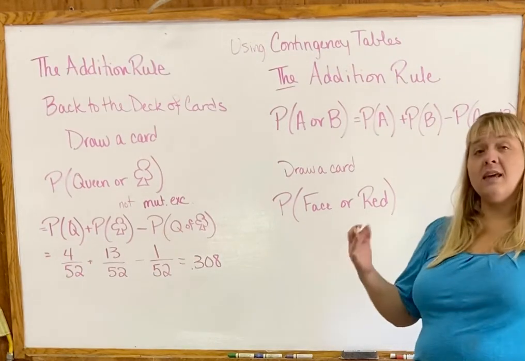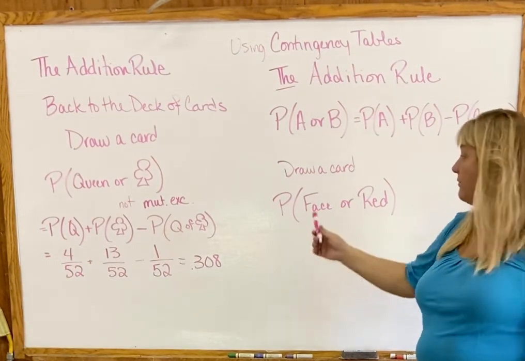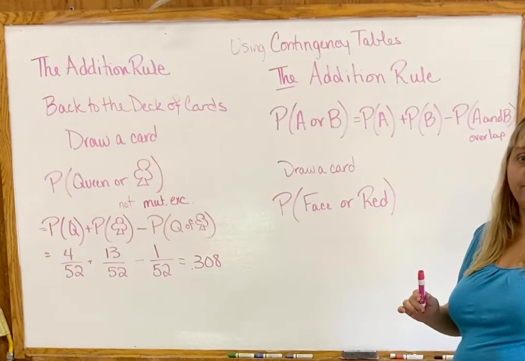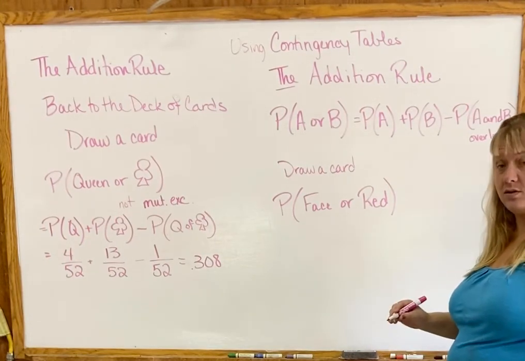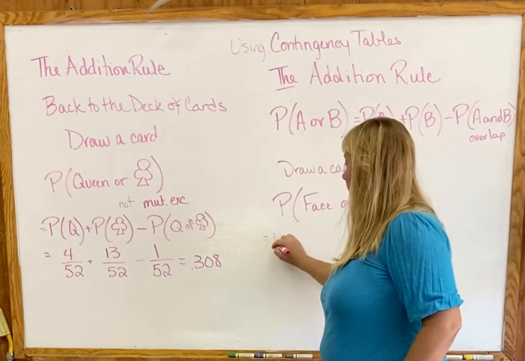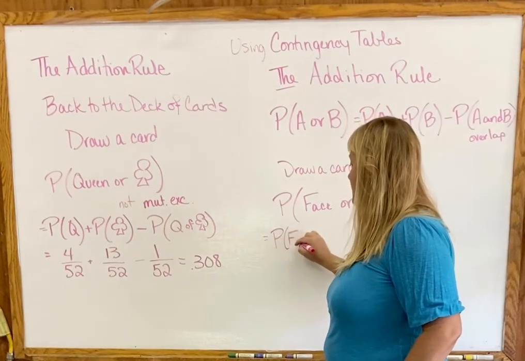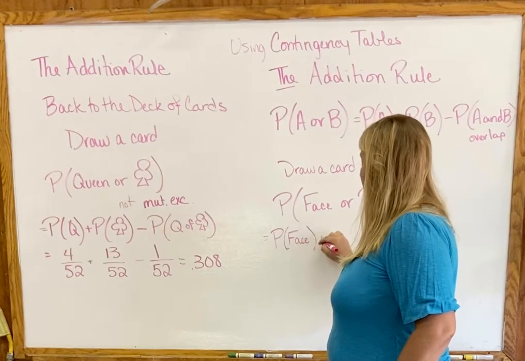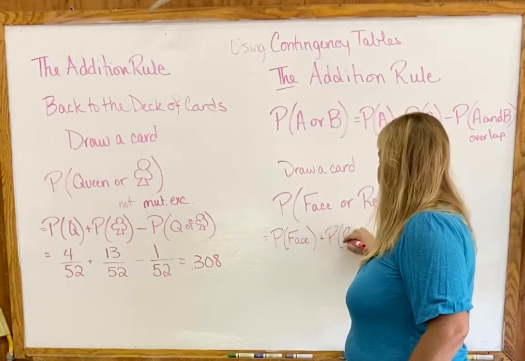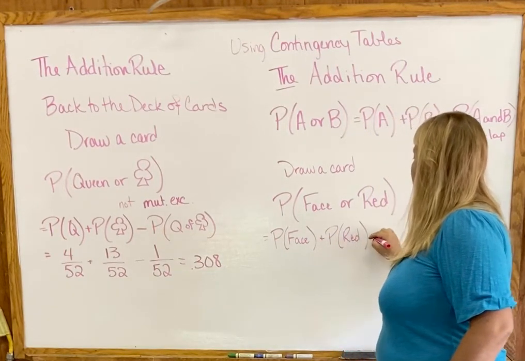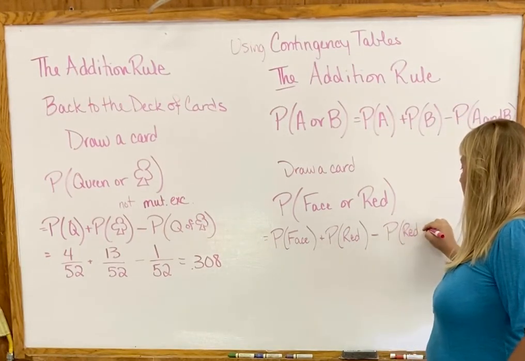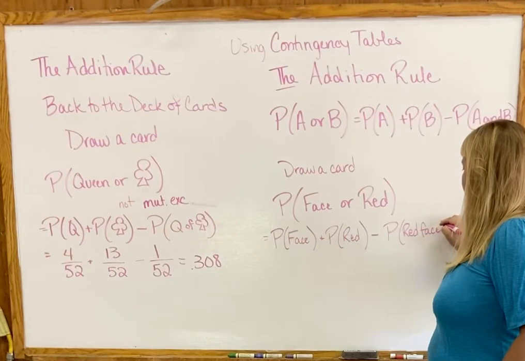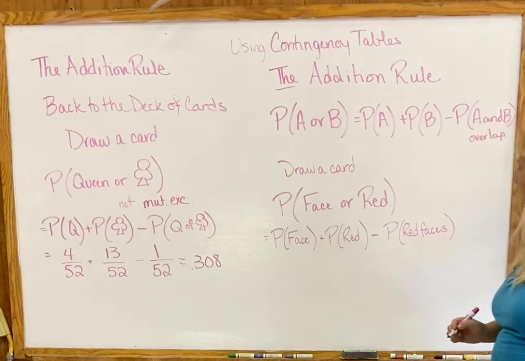So again, we think about what we know. So are there any face cards that are also red? And there are, aren't there? So this is definitely not mutually exclusive. So that means that we're going to have to go the probability of face plus the probability of red. But then we're going to subtract away the probability of the red face cards. Red faces. That doesn't sound well.